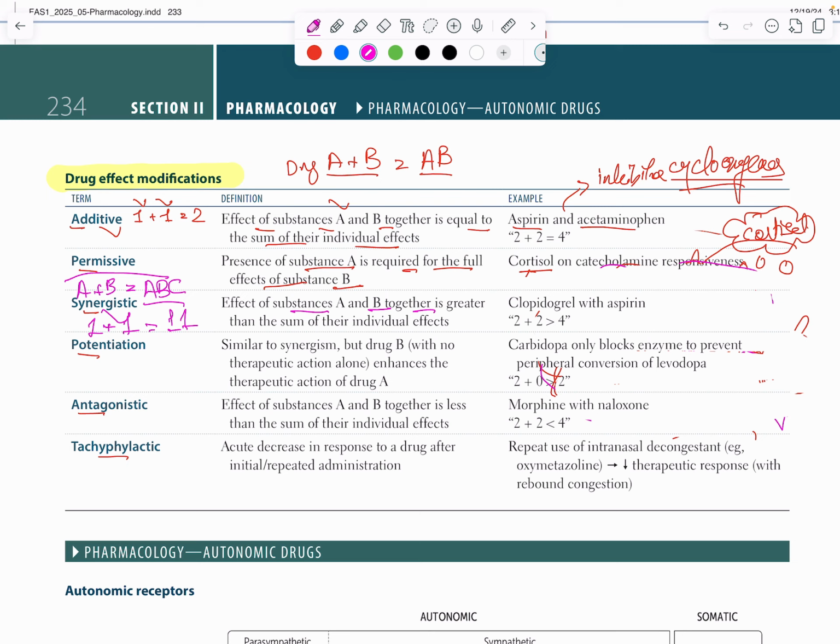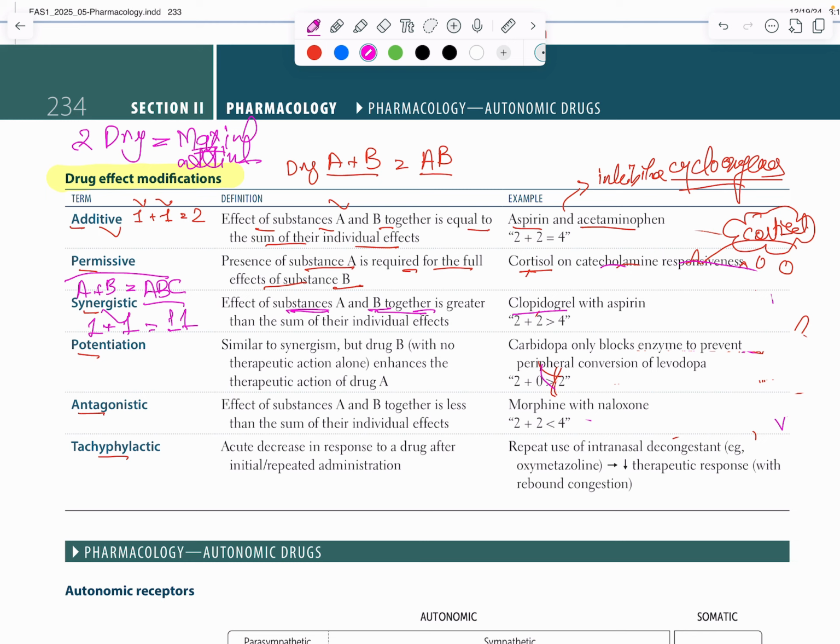For example, when two drugs combine, they will give the maximum effect plus an additional effect. A maximum effect with some additional effects. The same is happening with the synergistic effect. When the drugs are administered together, they will give a greater effect.